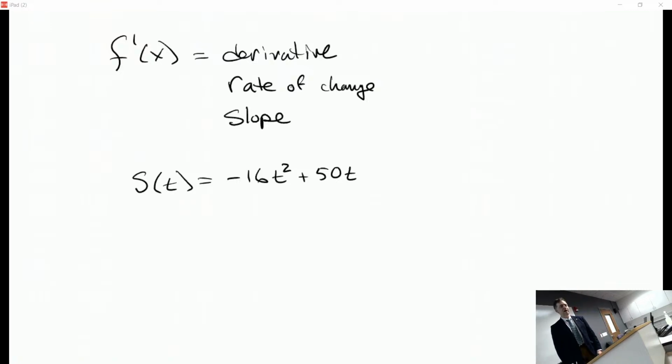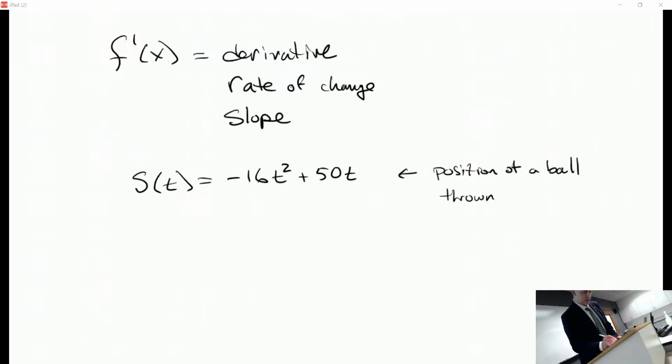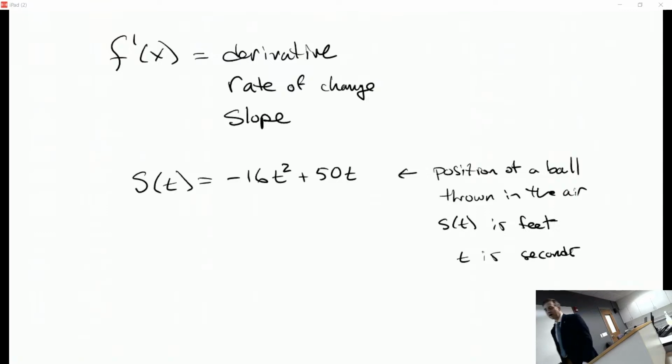So you might have this, and this is the position of a ball thrown in the air. So anytime you throw something up in the air, you get a function that looks something like this. And here the position s of t is in feet in this case, and t is seconds. So if I have the position of this object, then the rate of change of the object is literally how fast this thing is moving. As I throw it up in the air and it comes back down, how fast is it moving?